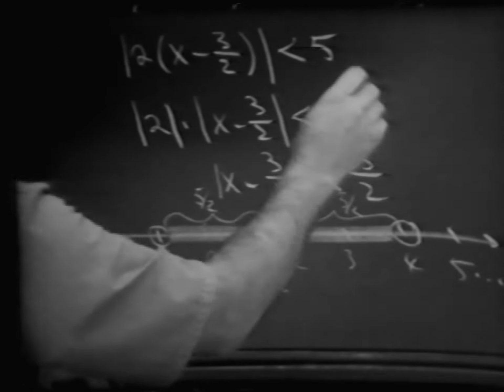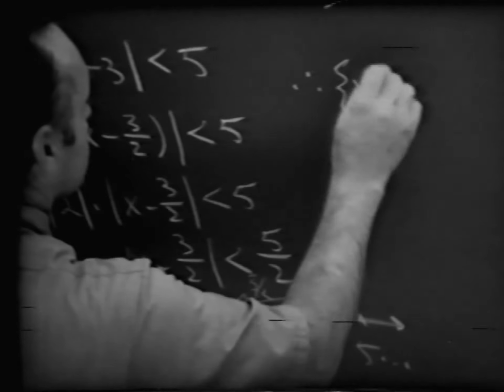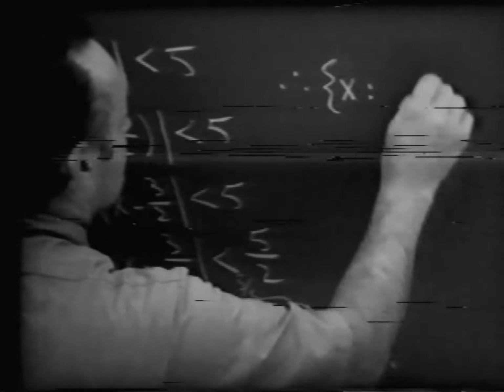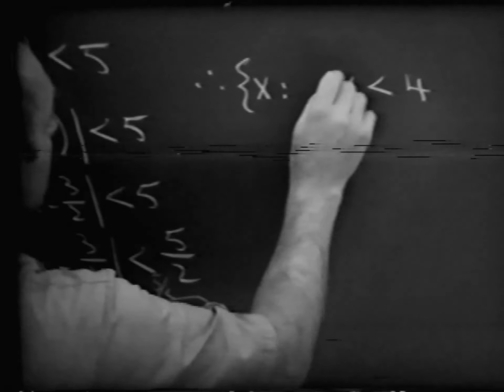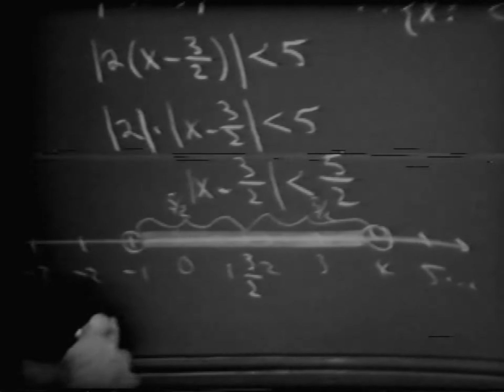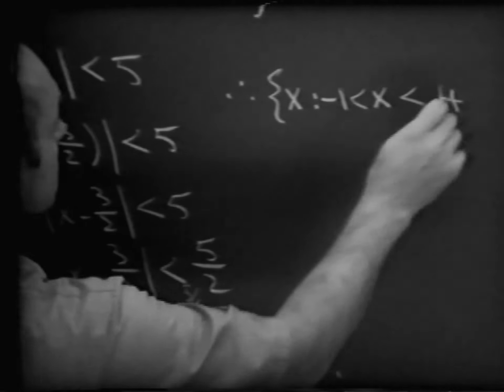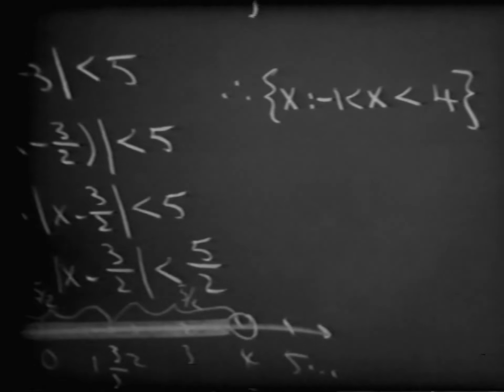Therefore, let me put it over here. We may write the solution set as the set of all x's such that, let me use the between idea again. X is what? Less than 4 and greater than what number? Greater than -1. Okay, well, I think that's all that we need to do for today.